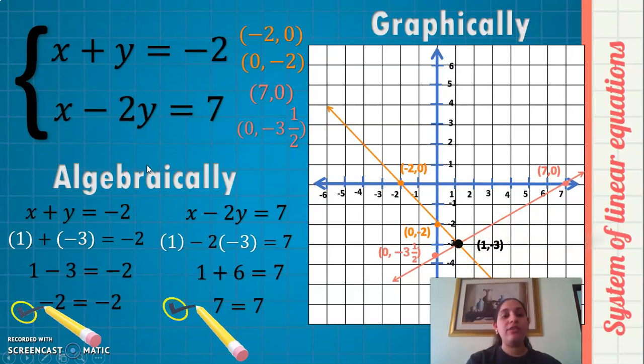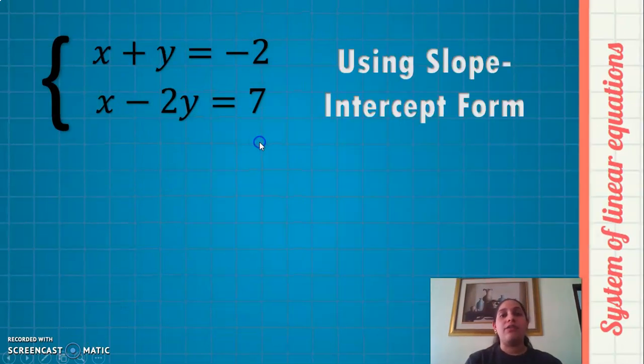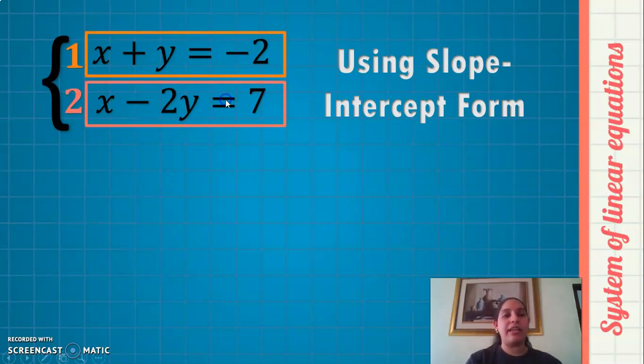Okay, right now we solved it using intercepts. But we can solve it also using our slope-intercept form. So we're going to make the same example using the slope-intercept form so you can use the way you think is better for you. Again, I'm going to separate each one, the first one and the second one.